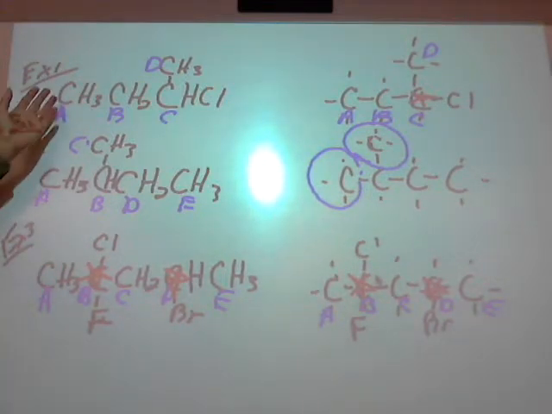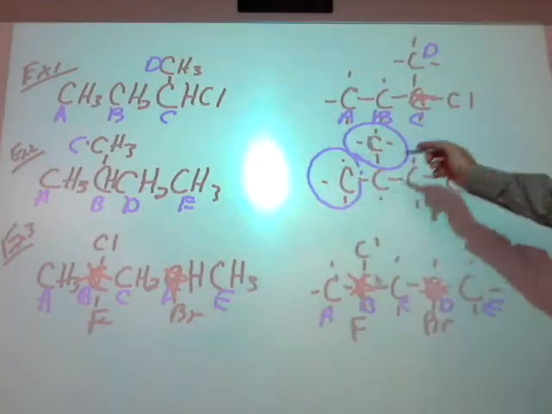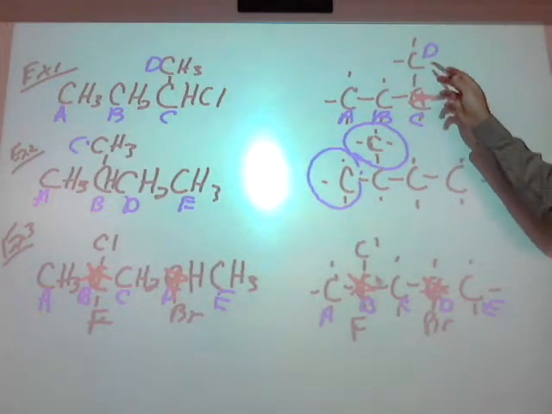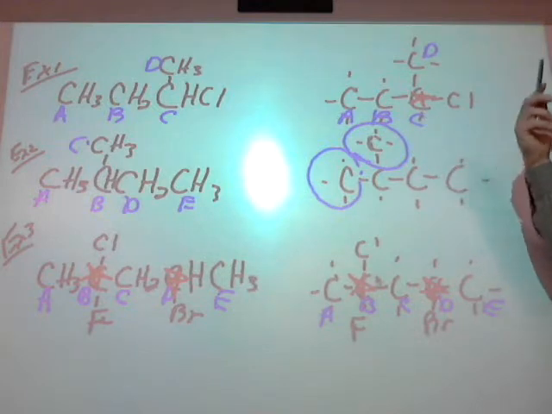Now, let's look at this first guy over here, and I'll do it on the ones that you can see better, and we'll use a different color here, red, to circle them. Of the 4 things that are bound around, who do we have bound around? We have a chlorine, a methyl group, an ethyl group, and an H. Who's the heaviest?